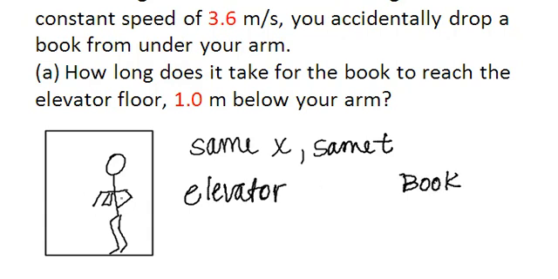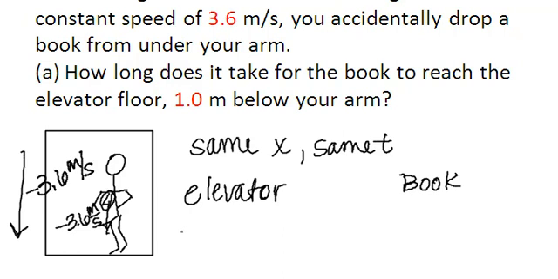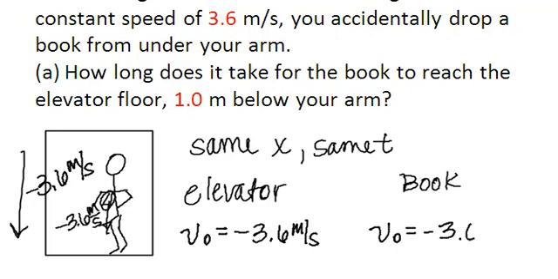And the elevator, stick man of science, and the book under the arm, do you love that little book right there? They're all moving down at negative 3.6 meters per second. So the initial speed of your elevator is negative 3.6 meters per second, and the initial speed of your book, even though it's dropped, is also negative 3.6 meters per second.